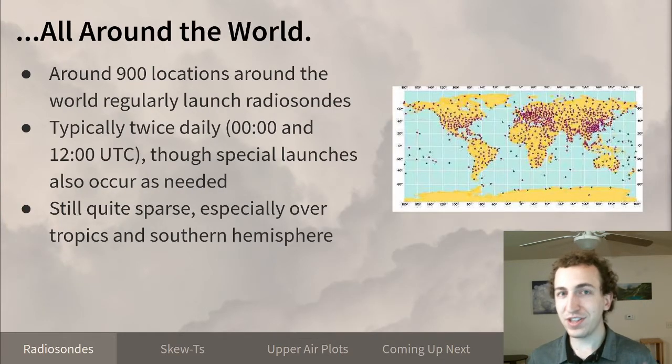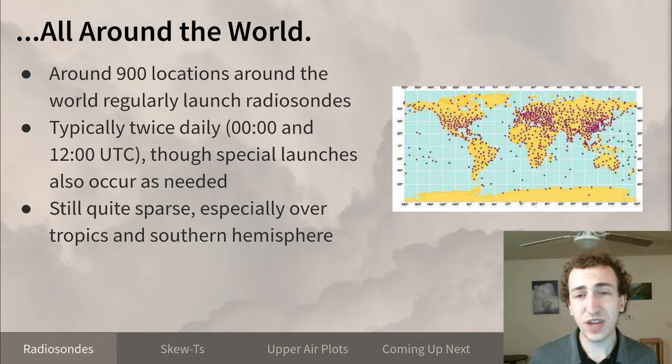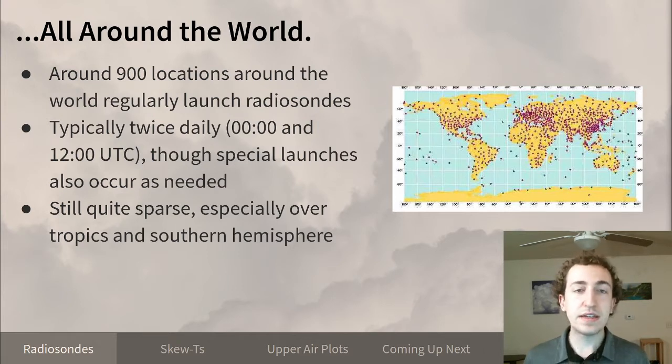And again, I sort of mentioned these are launched all around the world. There's around 900 locations around the globe where these are regularly launched, typically twice daily at 0 UTC and 12 UTC. Now remember, UTC is the time along the central time zone where there's no offset. In Ames, Iowa, we're in the central time zone right now. We're in central daylight time, so that means that we are -5 hours from UTC.